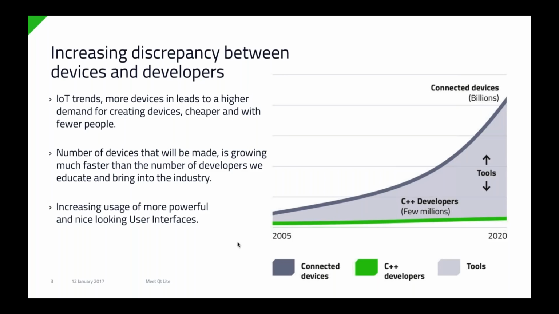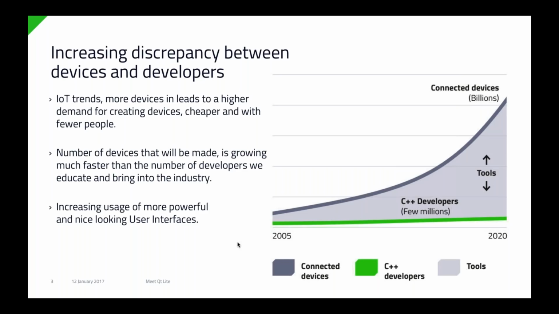What we are talking about today is really how we can solve some of the challenges that we see in the marketplace today. And the probably biggest challenge and opportunity that we see, both for ourselves and for you guys as well, is that there is an increasing discrepancy between the numbers of devices being put out to the market and the developers that are going to produce these devices.